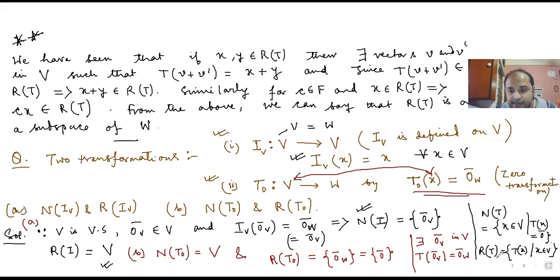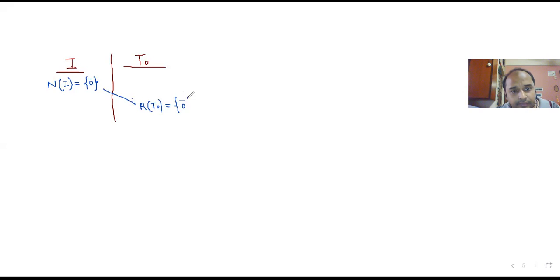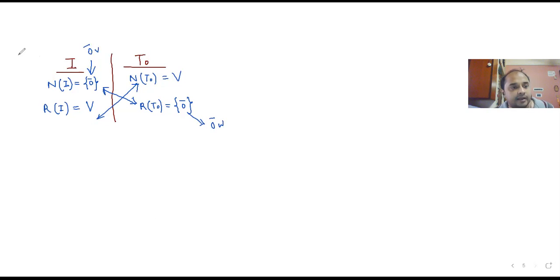So if I write it properly, when I talk about I and when I talk about T0, if you write it in a chart, you will get a beautiful result. You will get N(I) is the 0 bar, and R(T0) is the 0 bar. But here this 0 bar is 0 bar V, and that 0 bar is 0 bar W. And when we talk about R(I), this R(I) is the vector space V, and here we get N(T0) as the vector space V. So there is a kind of cross connection between the two. So this result you try to remember.